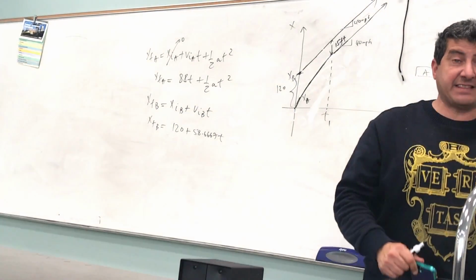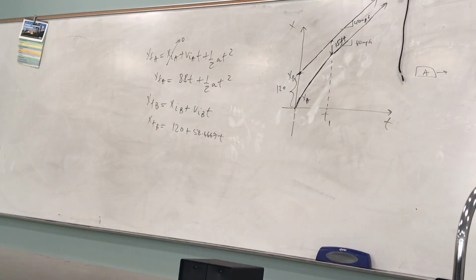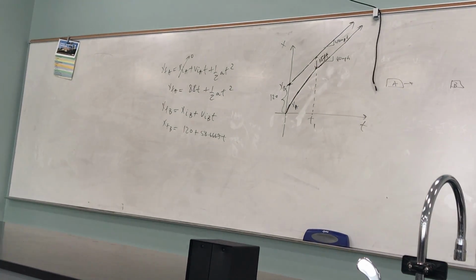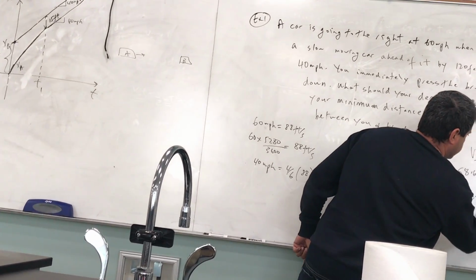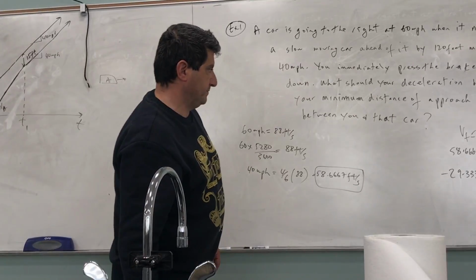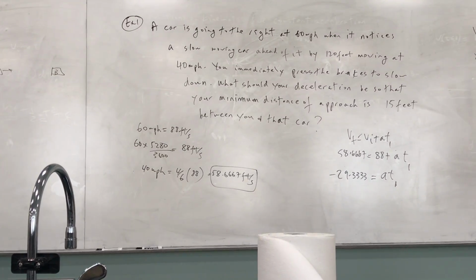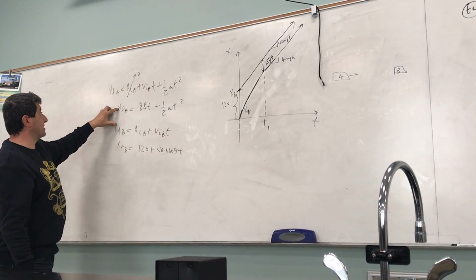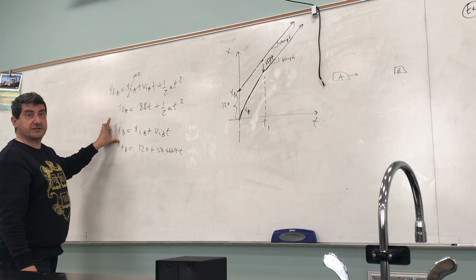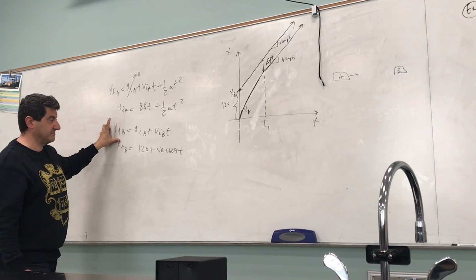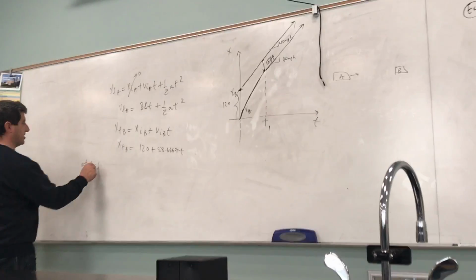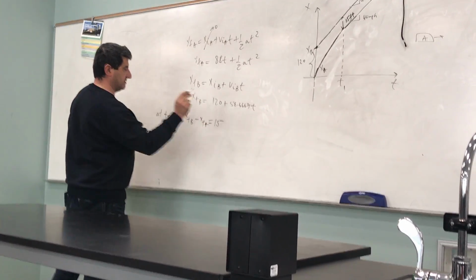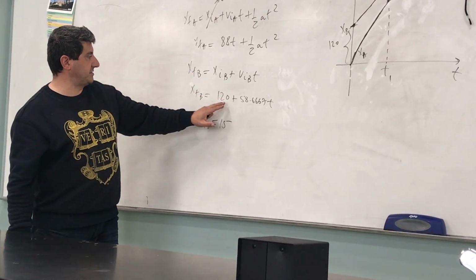And then we know that at that time, let's call this time T1, right? So this is gonna be A times T1. So we know that at that time, A times T1 is negative 29.333. And then we also know that the difference between them is 15 feet at that time. So at T equals T1, X final of car B minus X final of car A is 15. So take the difference of these two.